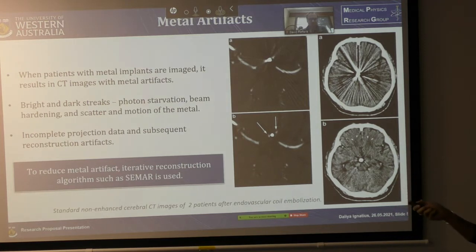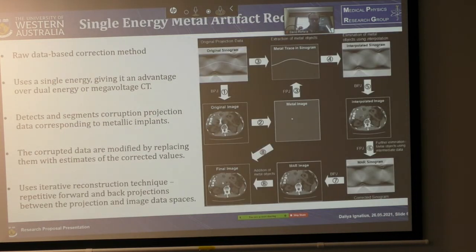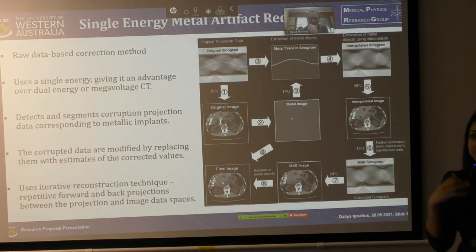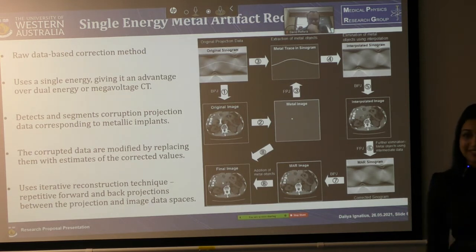To reduce these metal artifacts, we use an algorithm called metal artifact reduction algorithm, and at this hospital we use SEMAR. So that's what I'll be using in my project. Single energy metal artifact reduction, or SEMAR, is a raw data-based correction method. It uses single energy, giving it an advantage over dual energy or megavoltage CT. It can detect and segment corrupted projection data corresponding to metal implants, and the corrupted data are then modified by replacing them with estimates of corrected values. SEMAR uses iterative reconstruction technique, i.e. repetitive forward and backward projection between the image and projection data spaces. And here is a flowchart of the entire process, but I won't go deep into the algorithm because I'll be just using SEMAR as a filter, just like how we use Snapchat or Instagram filters nowadays.